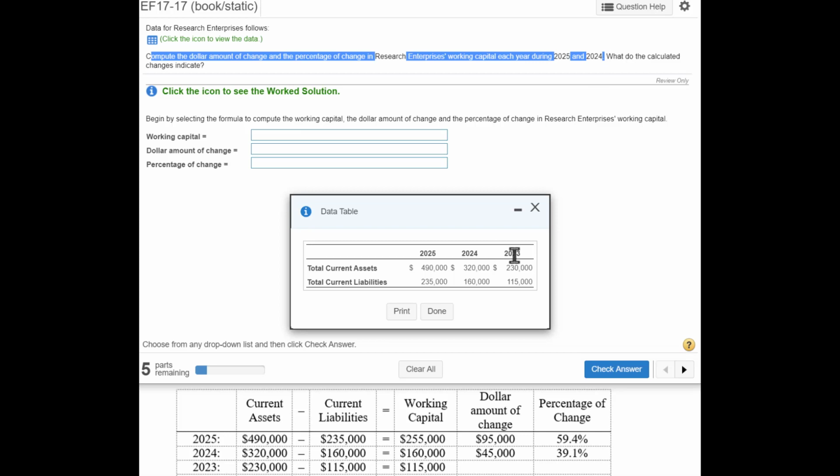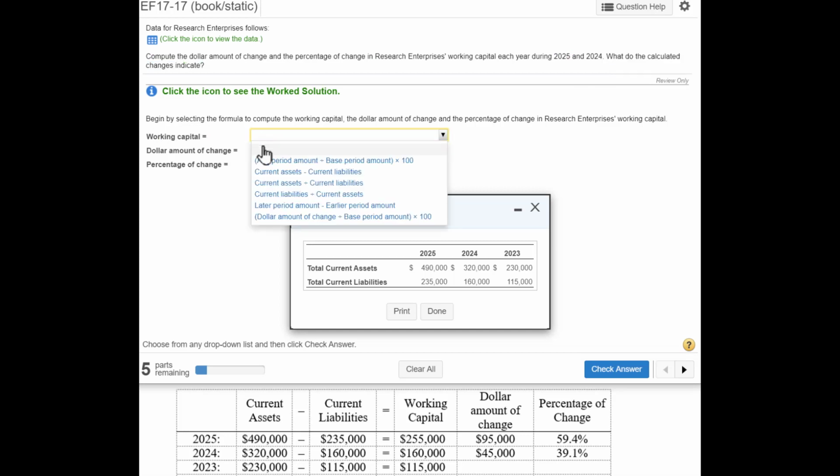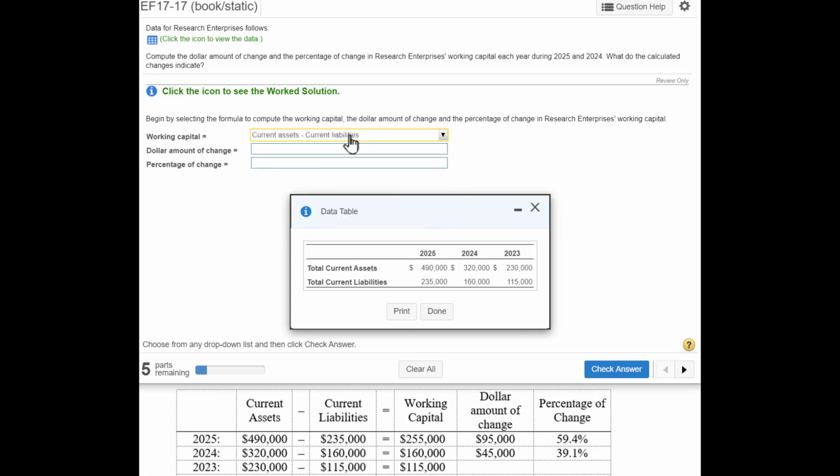So we're going to figure out how it changed from 2023 to 2024 and then from 2024 to 2025. And then we need to figure out, well, what do those calculated changes indicate? So first of all, what is working capital? Working capital is when you take current assets minus your current liabilities. In other words, you pay off all your current liabilities, and how much current assets do you have left? That's the capital that you have to work with.